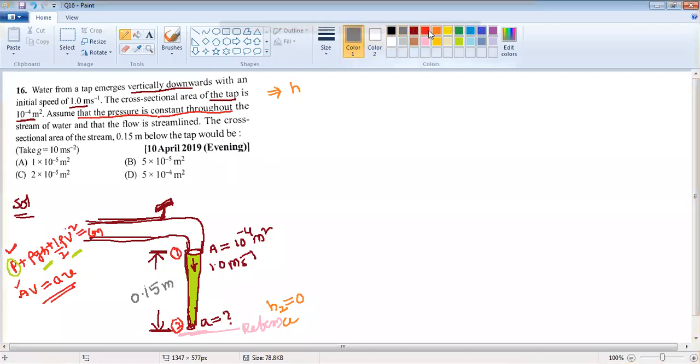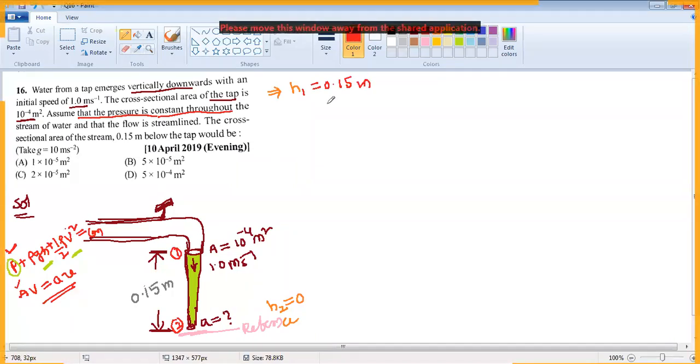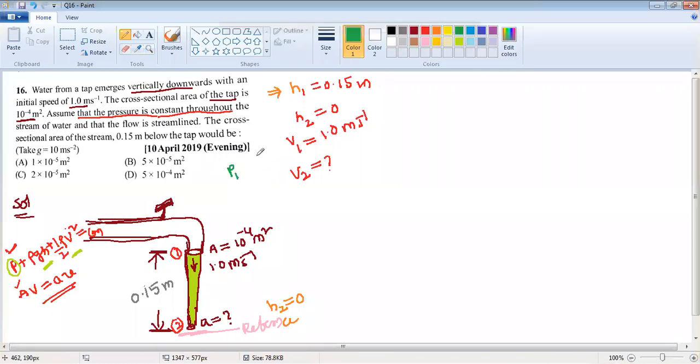So just look at this question here. Then H1 is equal to 0.15 meter. H2 equals 0 because the second portion is taken as the reference point, and V1 is equal to 1.0 meters per second. So we don't know V2. By using Bernoulli's principle, because the pressure is the same here, pressure P1 equals P2.